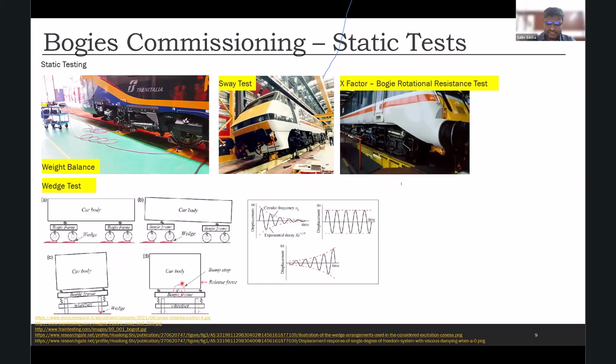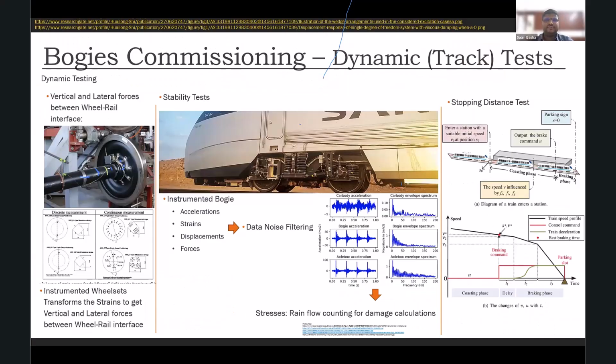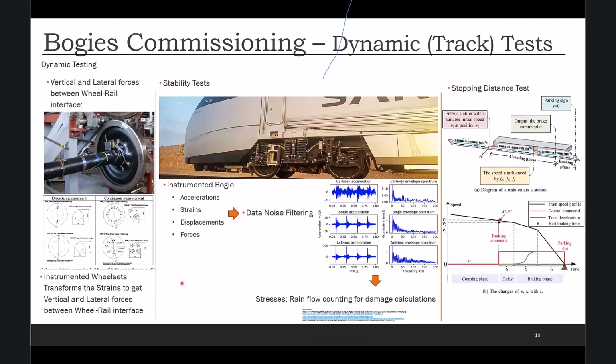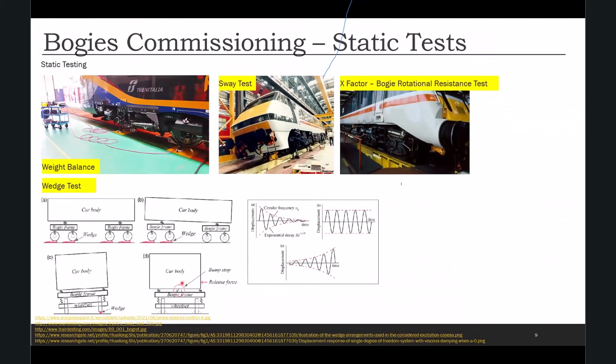So this is about the static test, and then we go to the dynamic test. At what speed is this done? This is all static. The top three rows are almost zero speed. The bottom one is maybe 3-5 kilometers per hour. I'm not very sure about the number, but it's going to be in single digits. Okay, thank you. The wedge test will be in single digits.